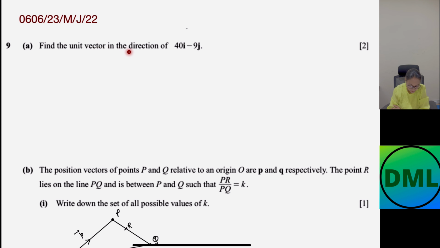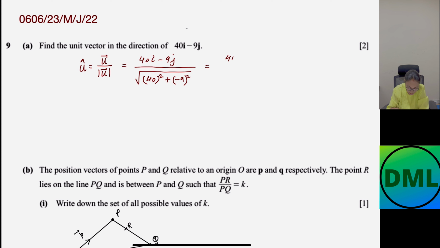Find the unit vector in the direction of 40i minus 9j. We need to find out the unit vector. We know that the unit vector u cap is given by the vector divided by its magnitude. The vector is 40i minus 9j divided by its magnitude. The magnitude of the vector is given by root of x square plus y square, where x is 40 and y square is minus 9 the whole square.